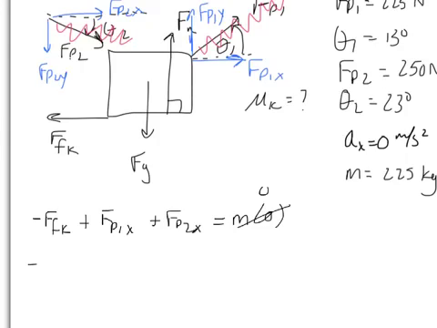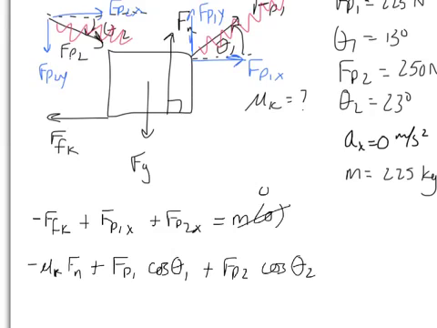Let's write what we know. This is really mu k Fn, remembering that friction is always defined as mu Fn. FP1x is the same thing as FP1, but we have to multiply it by the cosine of theta. So we have FP1 cos theta 1, because we're looking at the first angle, plus FP2 cos theta 2, and that equals 0. Well, already, take a look, the only thing unknown is mu k.